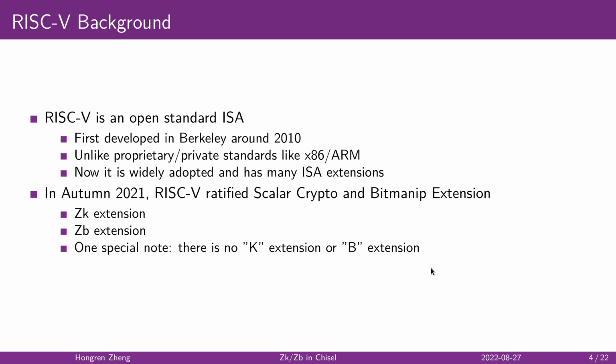In the autumn of last year, RISC-V ratified these two extensions, the Scalar crypto and the bit manipulation extension. The first one is called the ZK extension, and the next one is called the ZB extension. One interesting thing to note here is that there is no K or B extension. They didn't get the single letter extension name. So we should call them the ZK and ZB extensions.